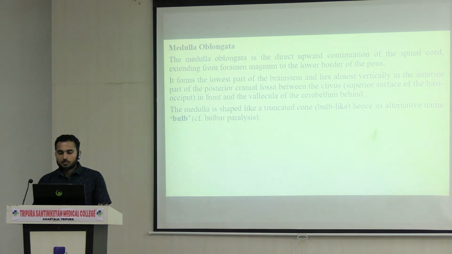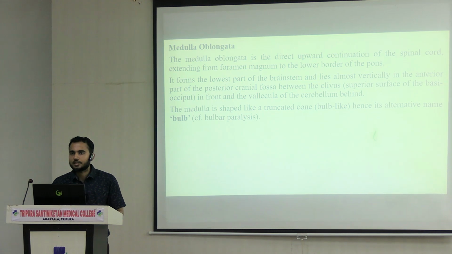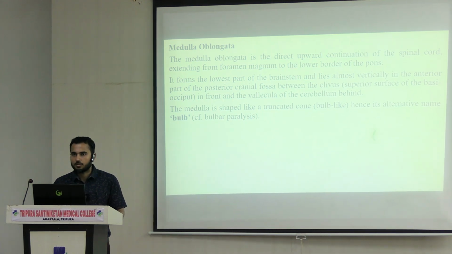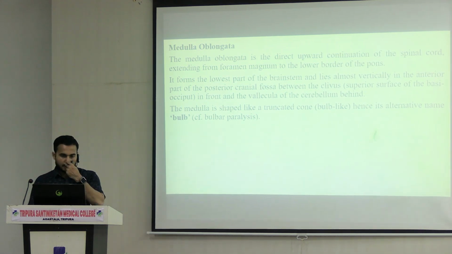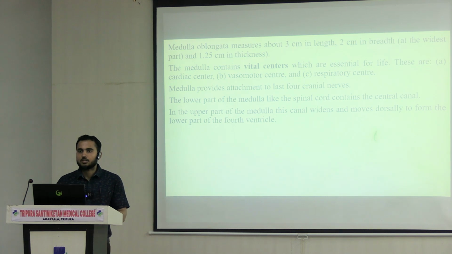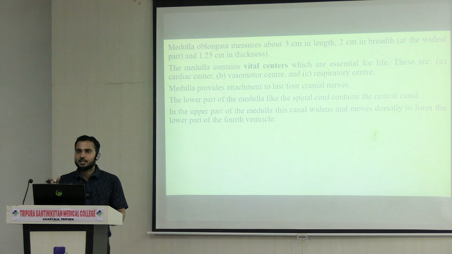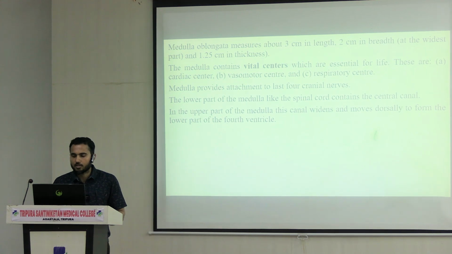Now, if you see the shape of the medulla, it is a truncated cone. It is cone shaped, but it is truncated. That's why it is also called a bulb, B-U-L-B, bulb. Now, if you see the dimensions of the medulla oblongata, the dimensions are 3 cm in length, 2 cm in breadth, and thickness is approximately 1.25 cm. That means a very small size of the medulla oblongata.